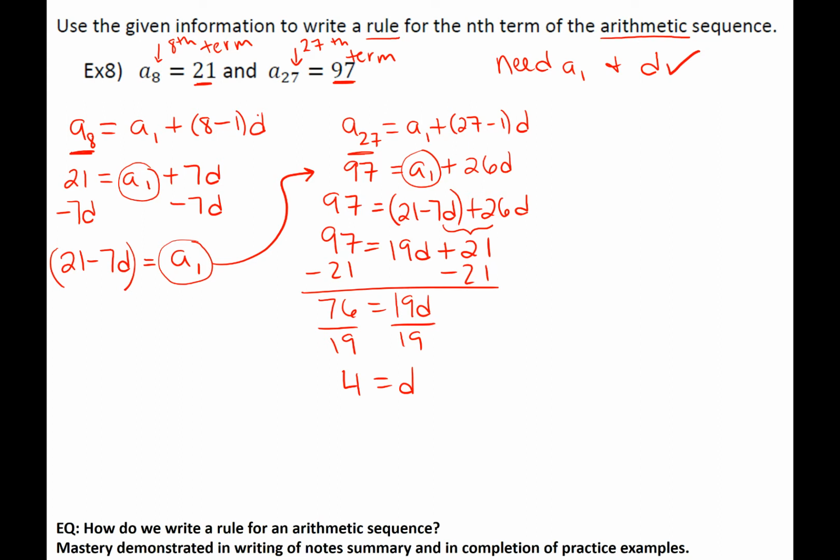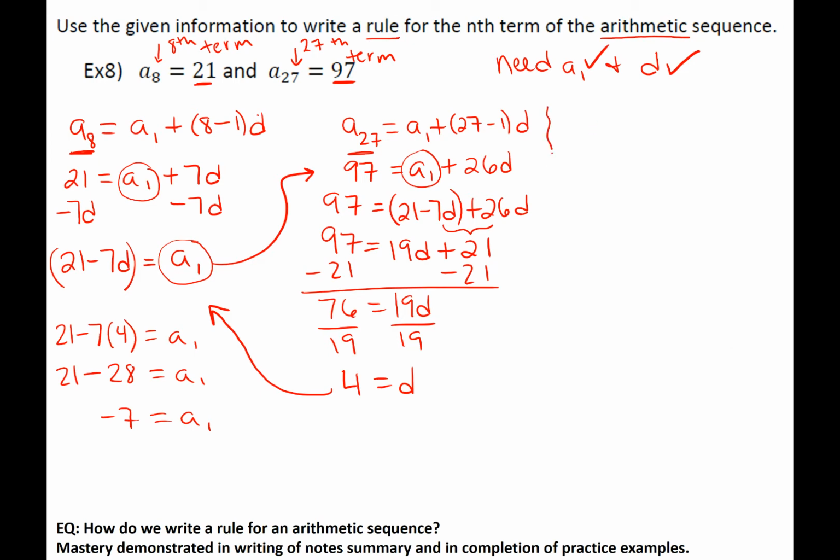So I'm going to take that then and go back over here and plug it in so I can find a sub 1. So I would say 21 minus 7 times 4, my common difference, equals a sub 1. So I have 21 minus 28 equals a sub 1. That gives me negative 7 is a sub 1.